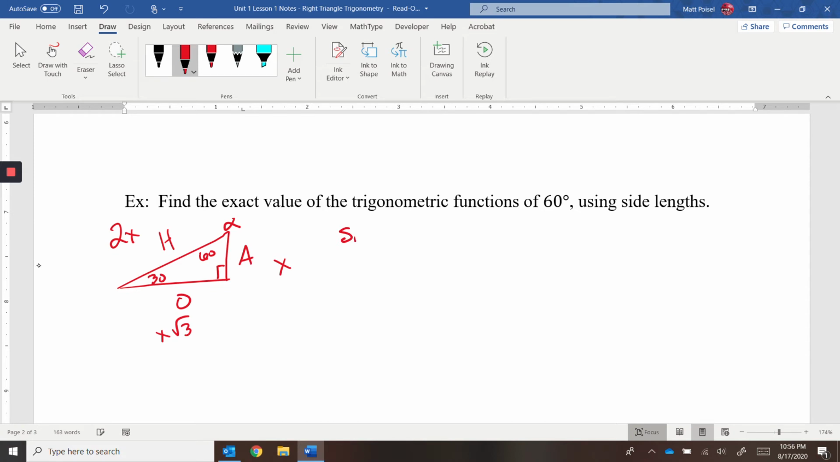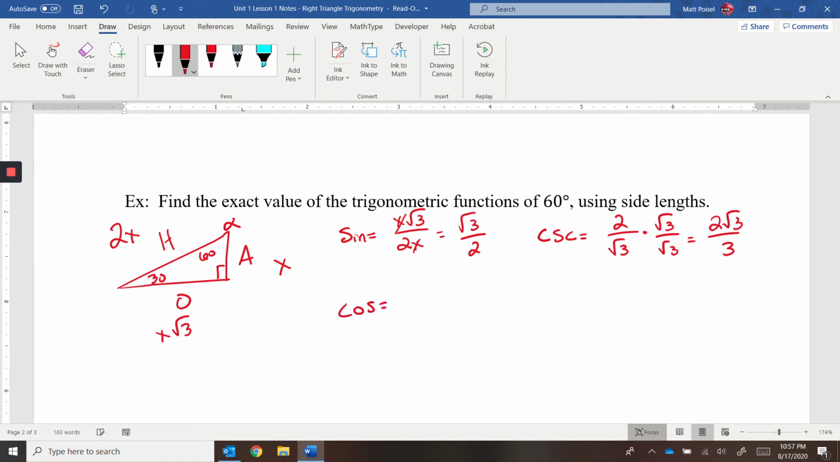Now we're going to go through and, just like the other examples, sine: we are looking for opposite over hypotenuse. So x times the square root of 3 over 2x. Now those x's are going to cancel, and so we're going to be left with the square root of 3 over 2. Now again, nice little shortcut here. We know that cosecant is now going to be 2 over the square root of 3. We do need to rationalize that denominator. So multiply by the square root of 3 top and bottom. That gives us 2 square root of 3 over 3.